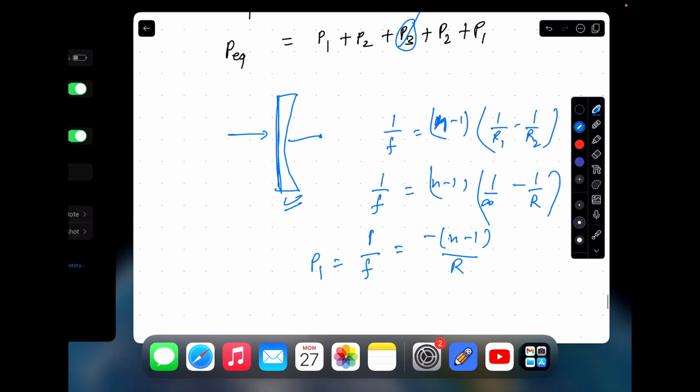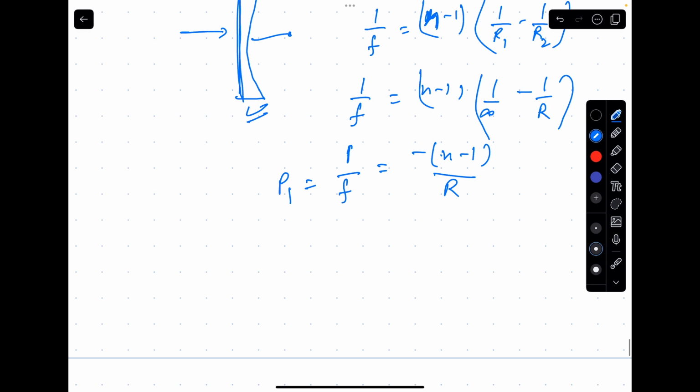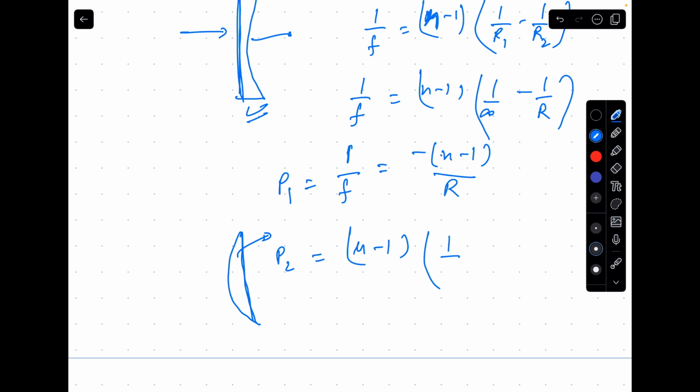Okay, what about the next lens? Look, the next lens is the plano-convex. So P2 will be the refractive index of this, so that is mu minus 1. We are separately calculating for it, and 1 by R1 minus 1 by R2. Now the rays are falling like this, so first they will face this, so 1 by R1 will be 1 by R, and 1 by R2 will be 1 by infinite, so that is 0. So this is our P2.